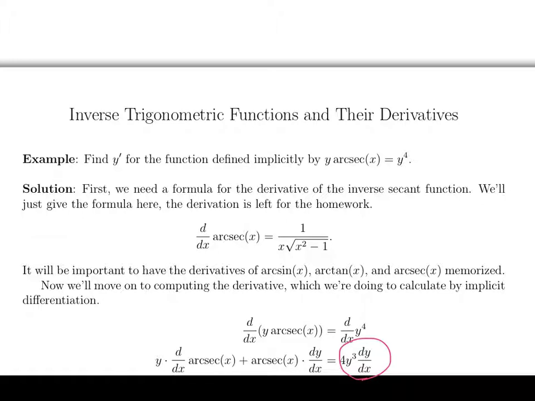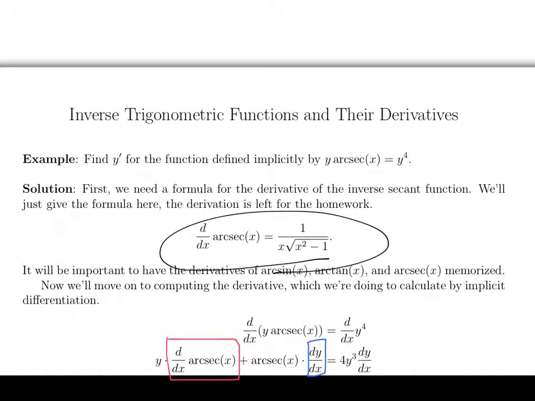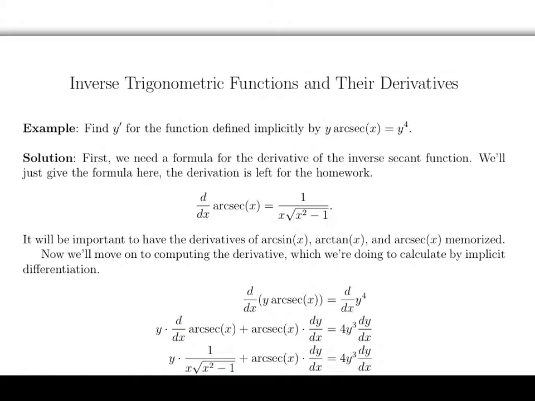Now on the left side, we use the product rule. So we're doing first times the derivative of the second plus the second times the derivative of the first. Notice that the derivative of the first is dy by dx, and then now we're going to have to put in the derivative of the arc secant function that we had shown up here. Okay, so if we put that into place, we'll have 1 over x times square root of x squared minus 1 there. So that's replacing this with this guy here.